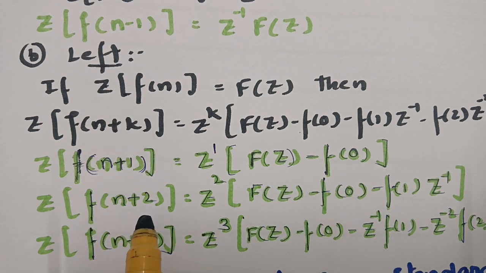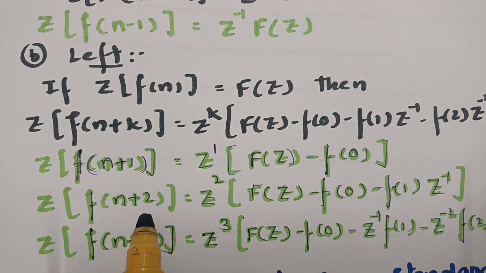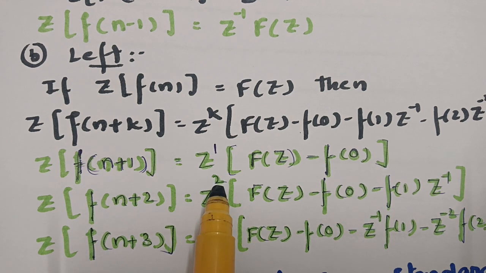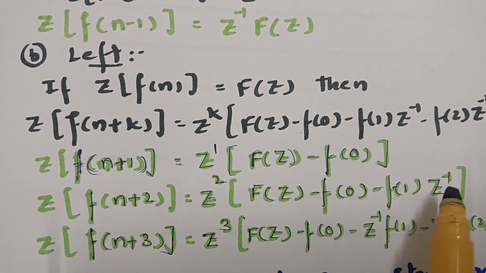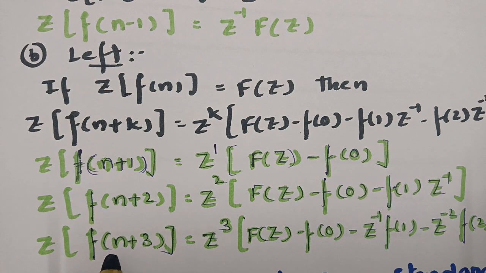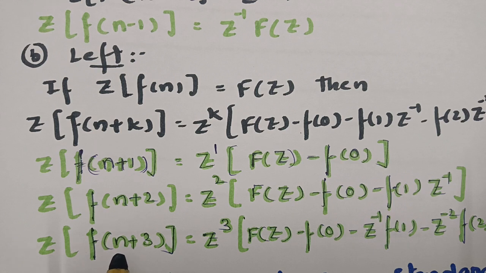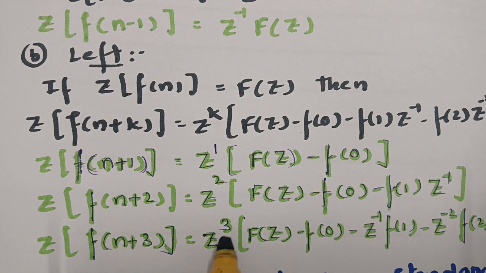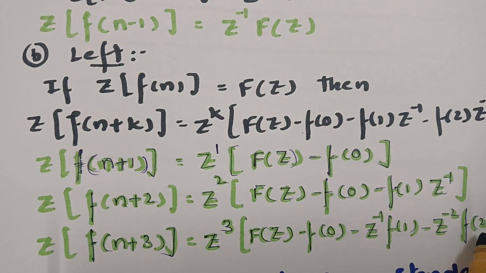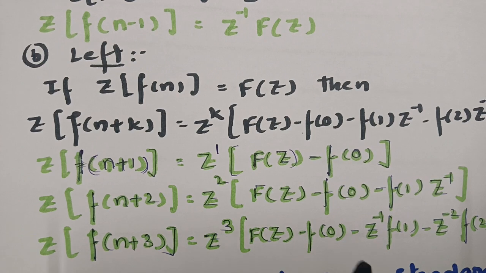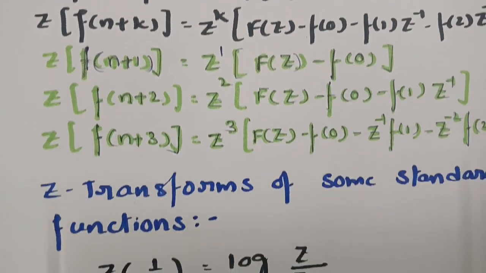If f(n) is shifted towards left side for 2 units, then this will be z square into F(z) minus f(0) minus f(1) into z to the power minus 1. If f(n) is shifted towards the left side for 3 units, then Z transform of f(n plus k) will be z cube into F(z) minus f(0) minus z inverse into f(1) minus z to the power minus 2 into f(2). So these are all the formulae needed for solving the most important problems.